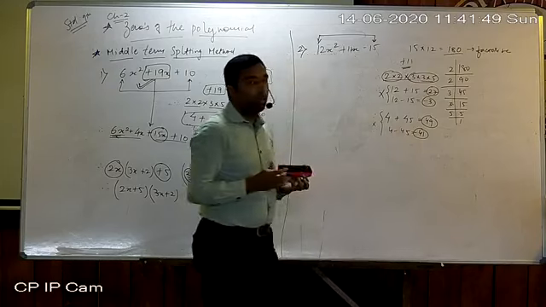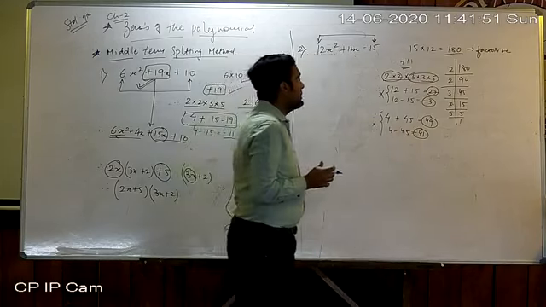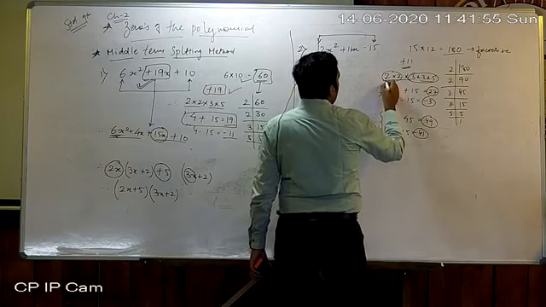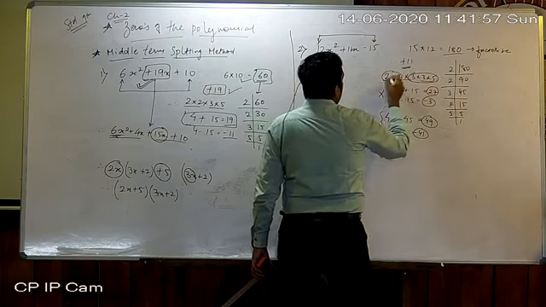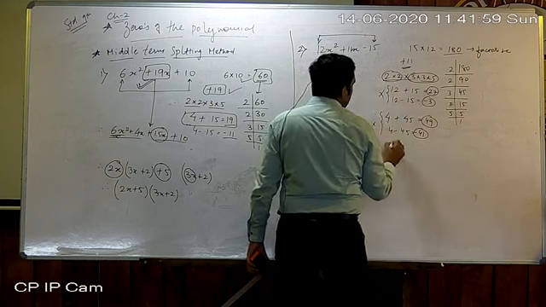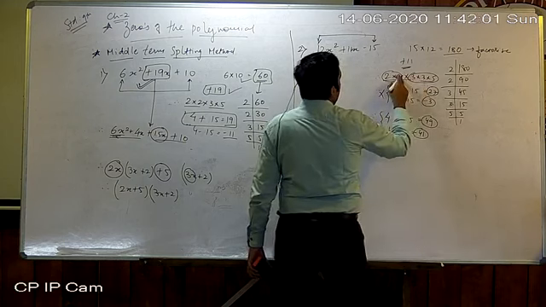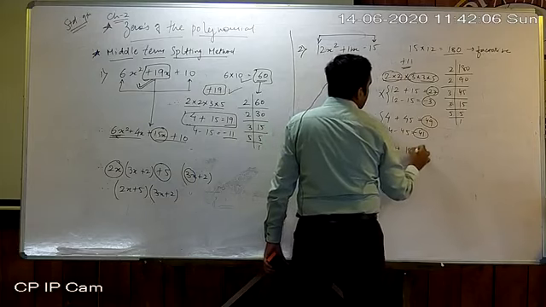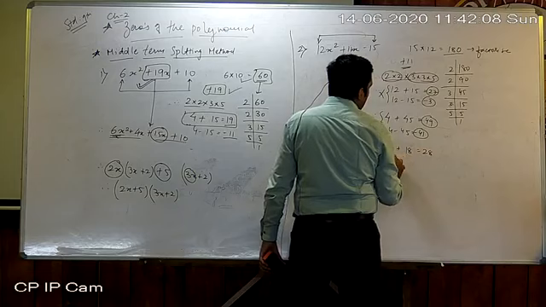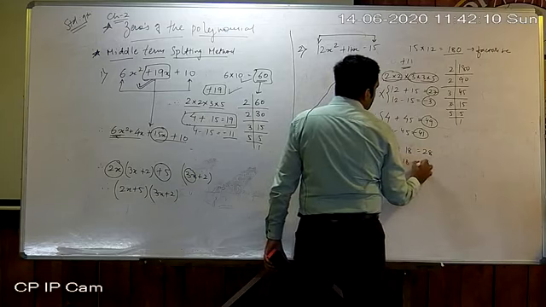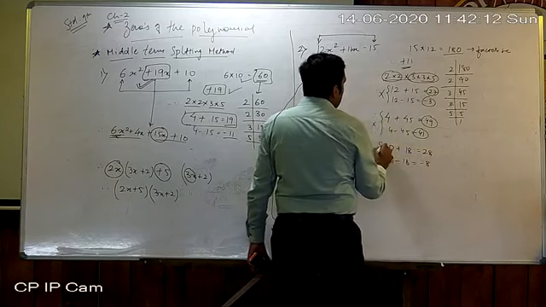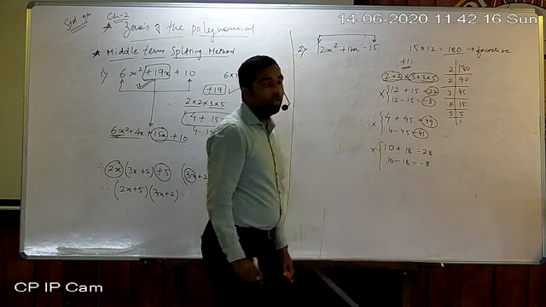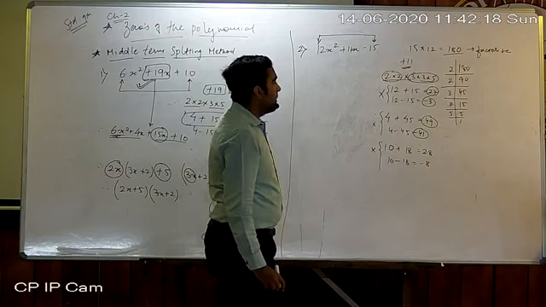Now take another pair. Now we will take the pair 5 into 2, 5 twos are 10, and 3 threes are 9, 9 twos are 18. So 10 plus 18 is 28, and 10 minus 18 is minus 8. So for that pair we can't find 11.